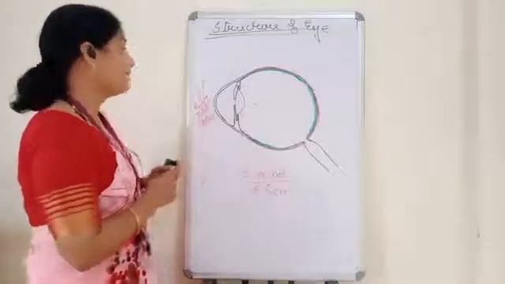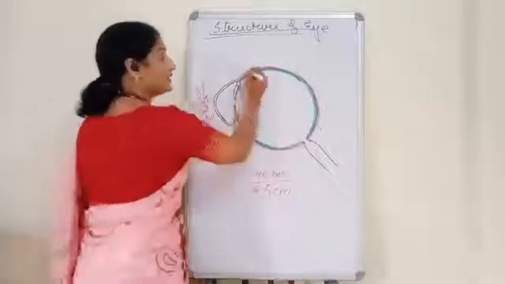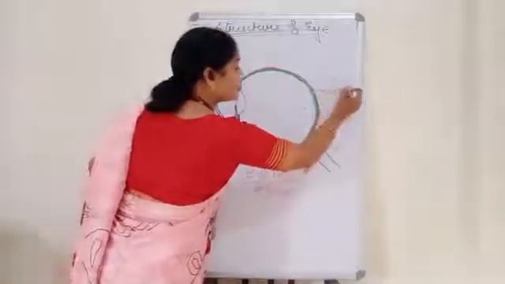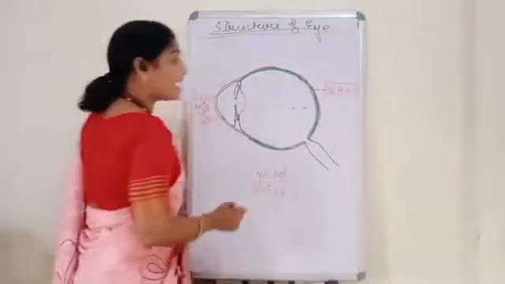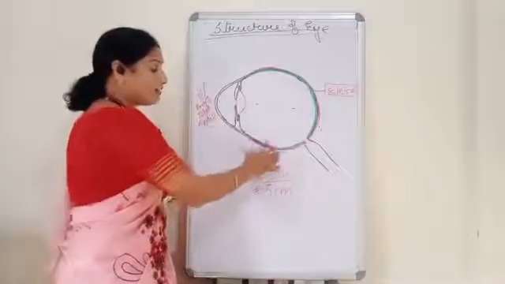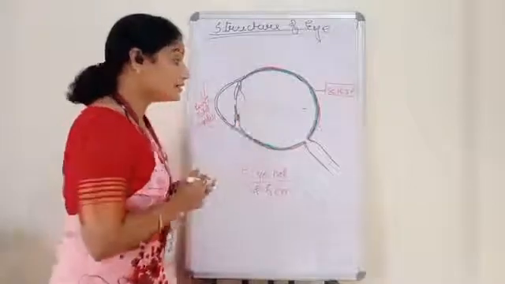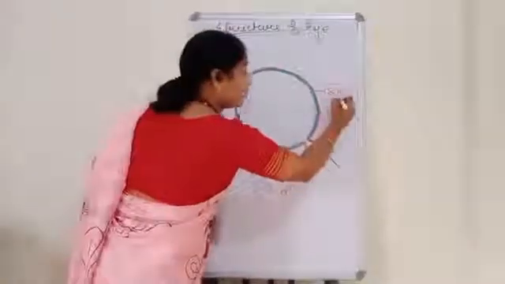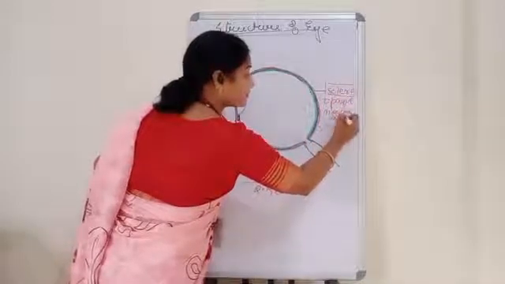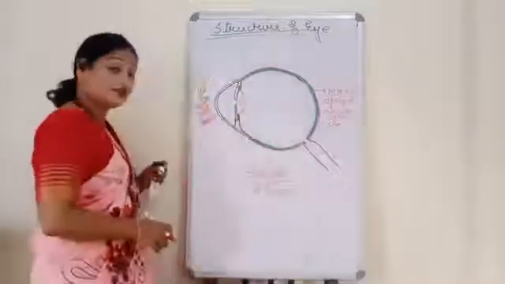Now, we will see the different layers of the eye. The first one, that I have made with red pen, is the sclera. This is the outermost layer of the eye. With the help of this sclera only, our eyeball is situated or fixed inside the orbit of the eye. This sclera is an opaque, non-vascular structure.